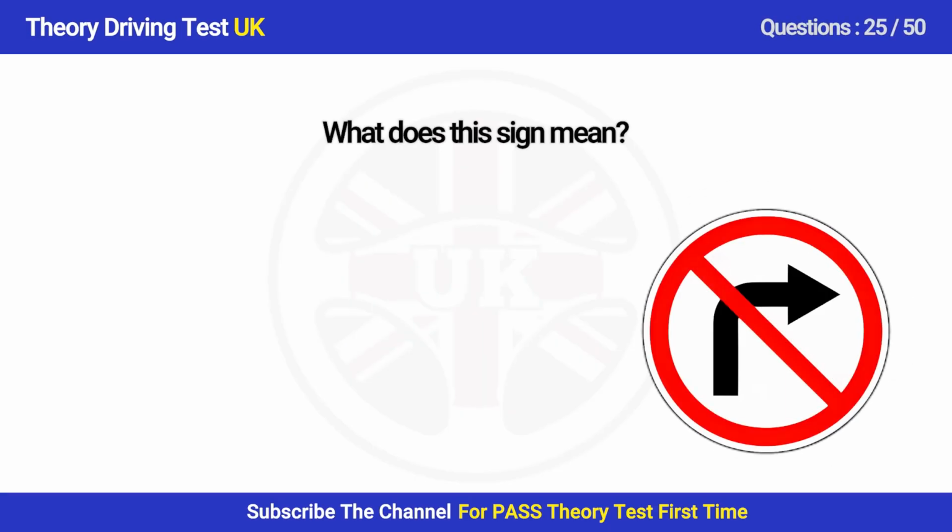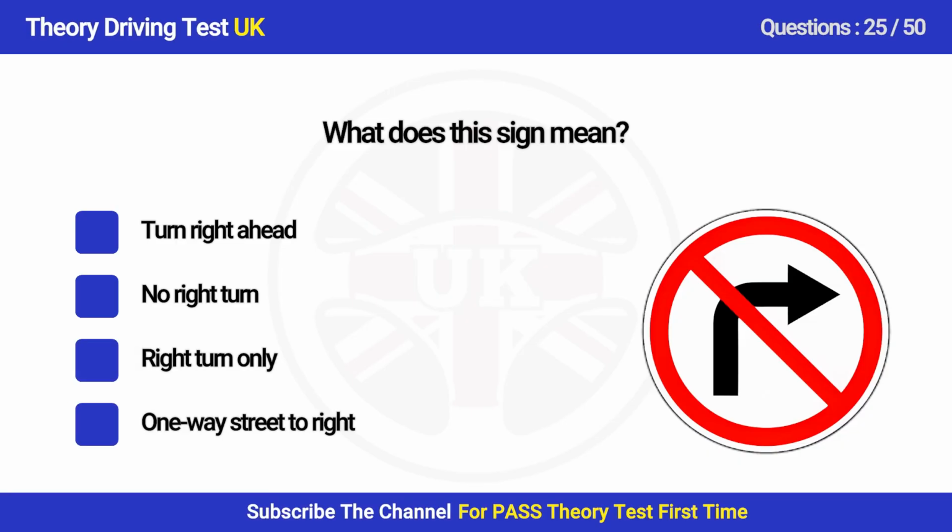Question 25. What does this sign mean? A. Turn right ahead. B. No right turn. C. Right turn only. D. One-way street to right.